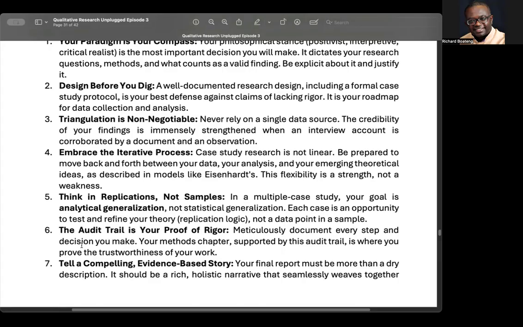Third, triangulation is non-negotiable. Seriously, never rely on just one data source, ever. The credibility of your findings skyrockets when an interview account is backed up by evidence from a document and maybe even an observation. Cross-check everything.